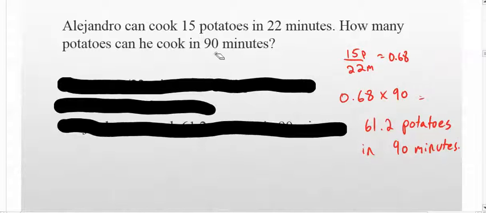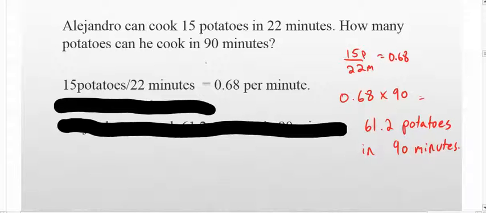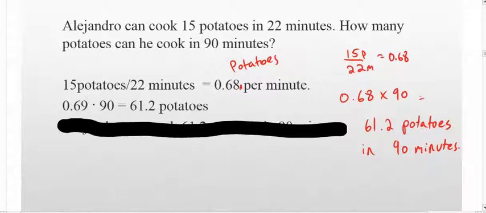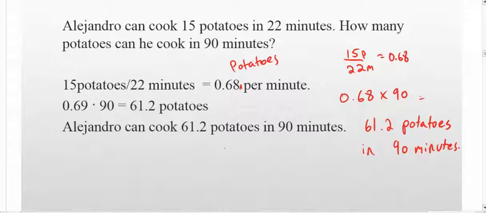So when you erase all of this, it just tells you that it's 0.68 potatoes per minute. Oh, I forgot to add that in. Sorry. Potatoes per minute. And then you just multiply it and you just have to write it out. So Alejandro can cook 61.2 potatoes in 90 minutes. And normally you can just round this. So it would be 60 potatoes, depending on what they tell you to round it up to or round it down to.